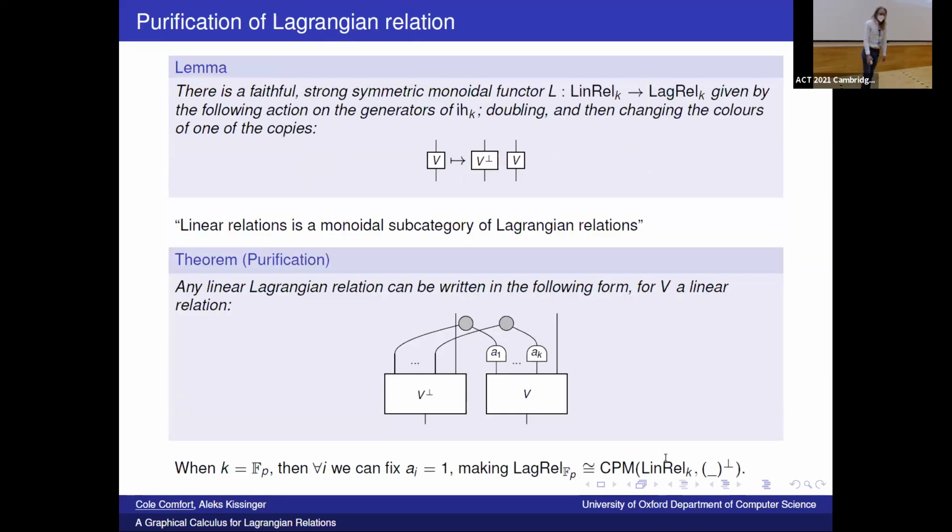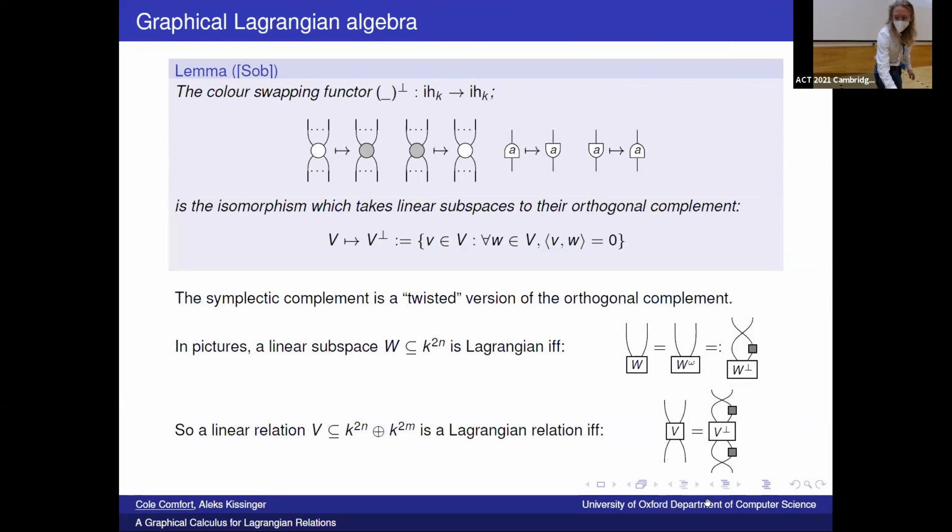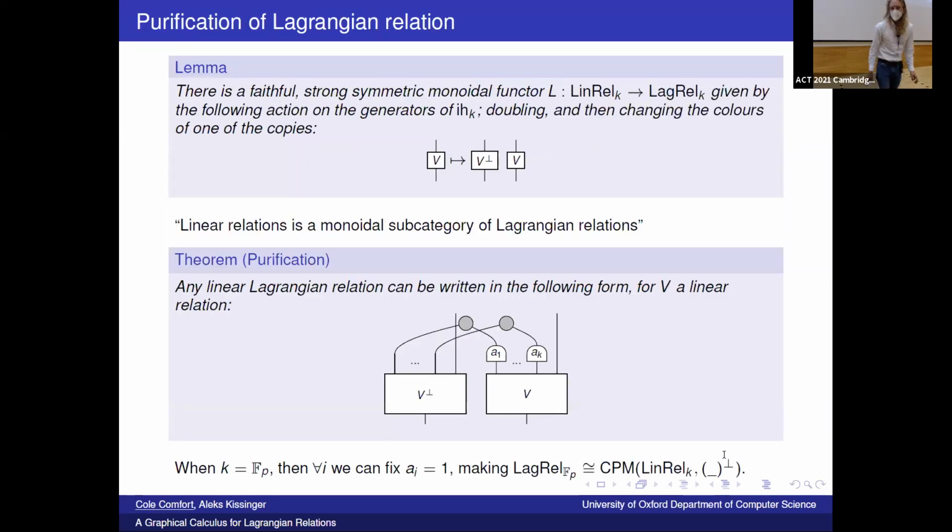Okay. So in fact, there's a functor from linear relations to Lagrangian relations given by doubling the linear relation and then taking the orthogonal complement on one of the copies. So as follows. If you look at this thing on the right, you can just check that this equation holds. And moreover, this is the central theorem of this paper, that any linear Lagrangian relation can be written in the following form, for V a linear relation.